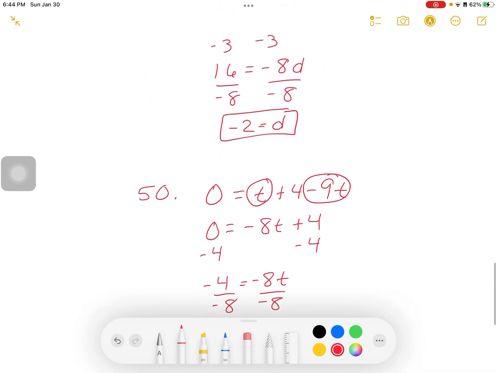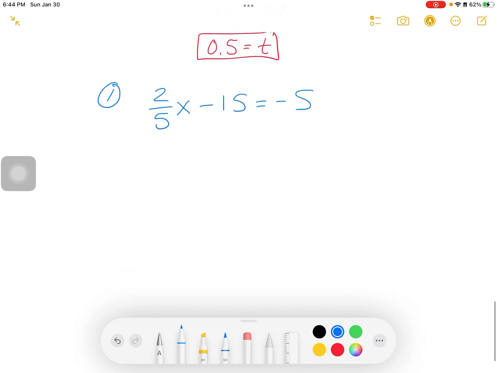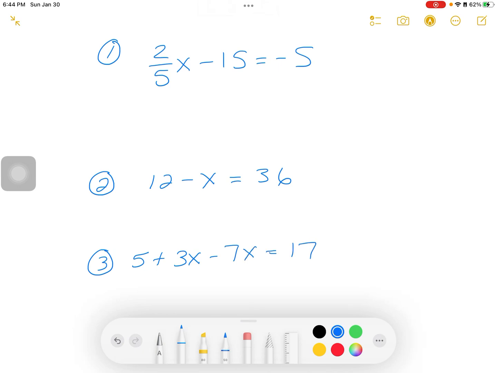Hopefully this was a helpful, kind of nice review of this. What you're going to do now for the formative is take out a piece of clean loose leaf, and I want you to show me what you've learned over the last few days. So the first problem that you'll do on the loose leaf will be 2/5 x minus 15 equals negative 5. Once you've solved that one and shown your check, then you're going to go back and do 12 minus x equals 36. And then lastly, the third problem you will do will be 5 plus 3x minus 7x equals 17.